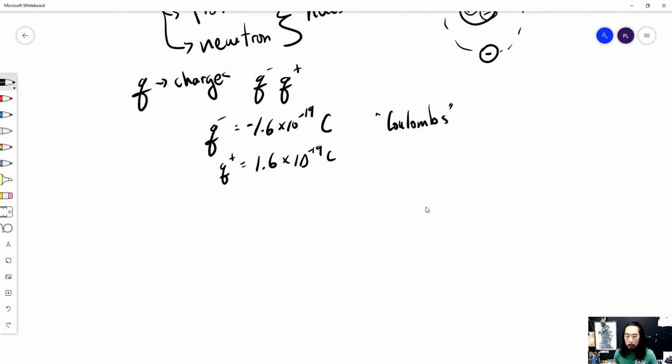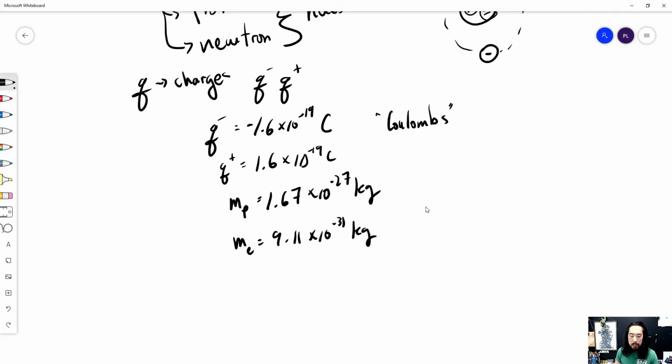All right, now another thing that you need to know is the masses. The mass of the proton is 1.67 times 10 to the negative 27 kilograms. The mass of the electron is 9.11 times 10 to the negative 31 kilograms. And the mass of the neutron is 1.67 times 10 to the negative 27 kilograms. Important to point out, and I'll highlight this, that the proton and the neutron have the same mass. The electron has a smaller mass than the proton. So we can write out this relationship like so.